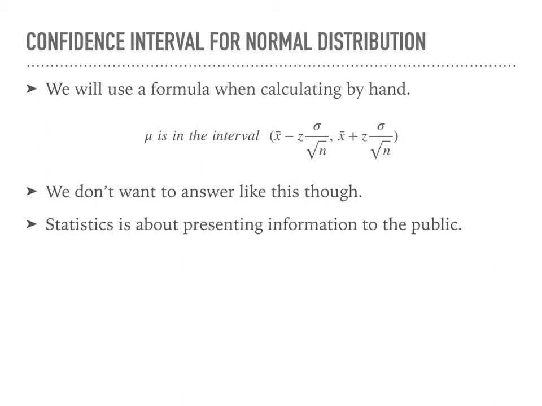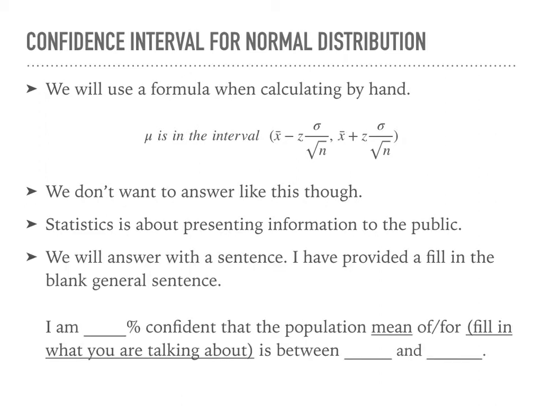Statistics is about presenting information to the public, so let's answer using this general fill-in-the-blank sentence. So I am blank percent confident that the population mean of, or for, fill in what you're talking about, is between blank and blank, where that first blank is filled in by that first lower bound there, and that second blank is filled in by the second bound, your upper bound that you're given.